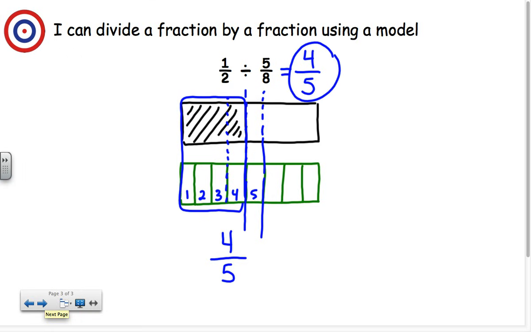All right, so in this lesson what we did was we divided fractions by fractions using a model.